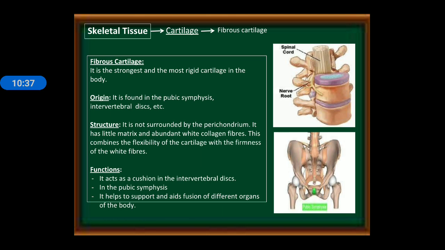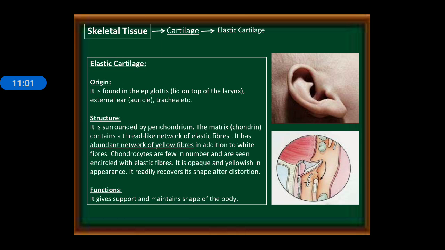Next is fibrous cartilage. This is mainly found in the, you can say, the strongest and most rigid cartilage of the body, and it is found in between the vertebral column. The intervertebral disc is made up of fibrous cartilage tissue, so it acts as a cushion in the intervertebral disc.